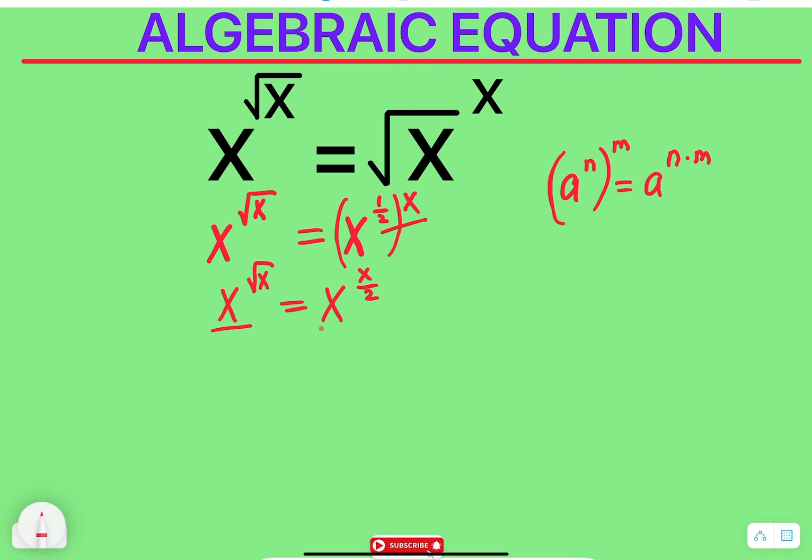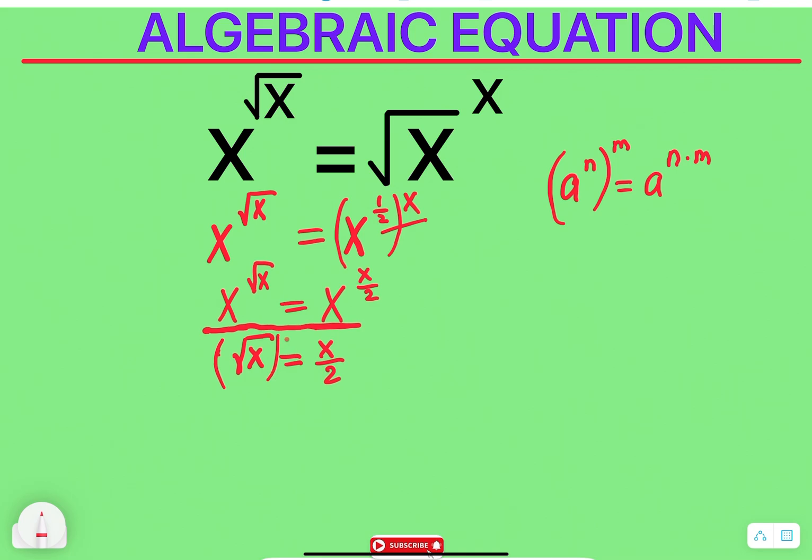Now you see we have the same bases on both sides. We have x. x can be any number, but if the bases are the same and the sides are equal, then the exponents are equal to each other too. We will write down just the exponents without the bases: square root of x equals x over 2.